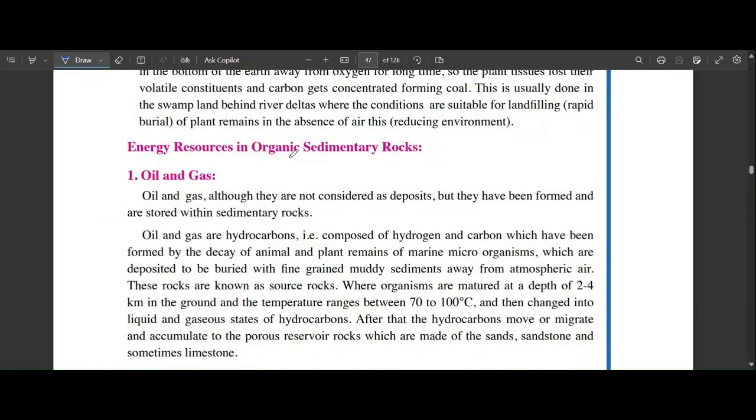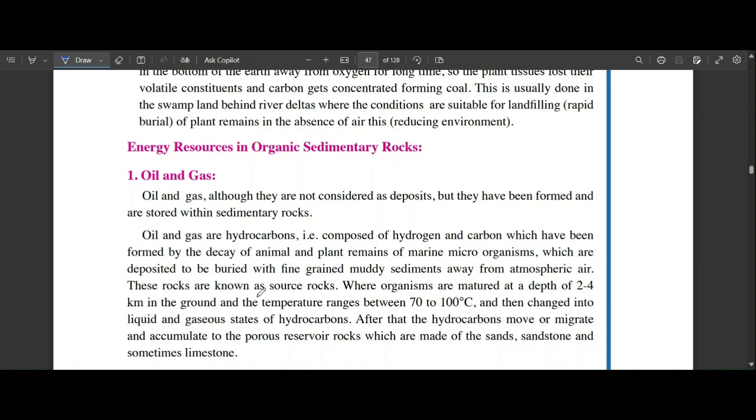Energy resources in organic sedimentary rocks. 1. Oil and gas. Oil and gas, although they are not considered as deposits, have been formed and are stored within sedimentary rocks. Oil and gas are hydrocarbons composed of hydrogen and carbon, which have been formed by the decay of animal and plant remains of marine microorganisms, which are deposited to be buried with fine-grained muddy sediments away from atmospheric air.